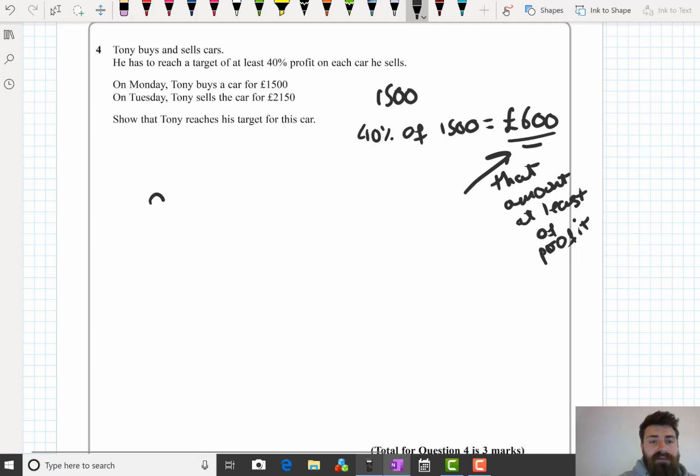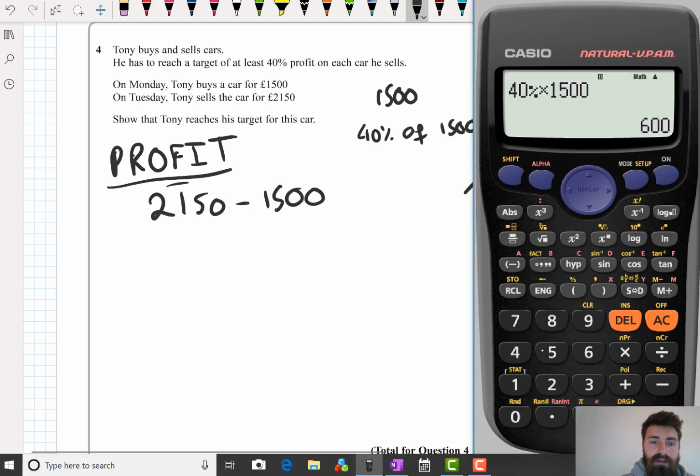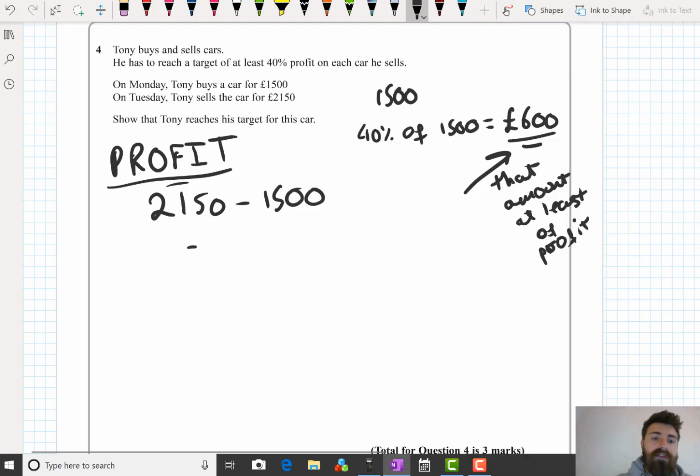Well, what's the difference between the two numbers? 2,150 subtract 1,500. This is the actual profit, right? Just to emphasise that, it's put in capital letters. This is the profit he made. For those of you who do not know what 2,150 subtract 1,500 is, I will convince you that it is 650. Yes, right, 650. That's how much profit he actually made, and he needed to make at least £600.